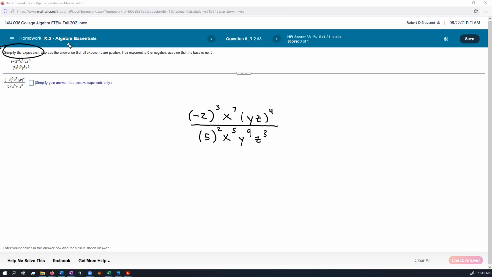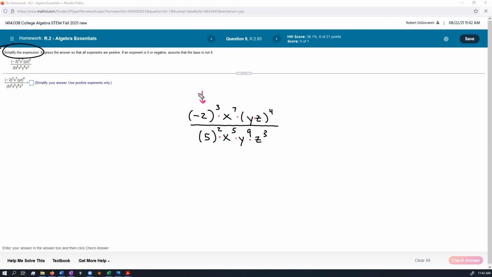So we want to make this look a little bit nicer. So notice that we don't have any addition or subtraction signs. Everything is implied multiplication. So this is being multiplied, that's being multiplied, that's being multiplied, everything is multiplication. So the good thing about multiplication is that you can rearrange things. So let me start with the numerator. Is there anything I can do in the numerator?